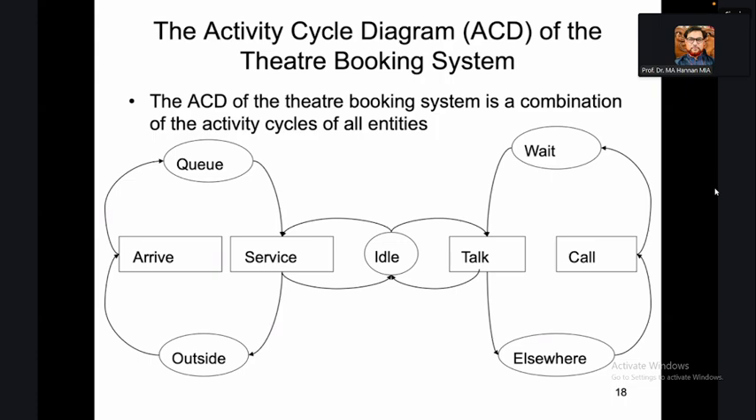So in turn, the system has three subsystems. The middle one is the booking clerk, on the right-hand side is the calling system, and on the left-hand side is the inquirer coming either physically or over the phone. So we combined all these three to develop the booking system. So this is the ultimate activity cycle diagram.